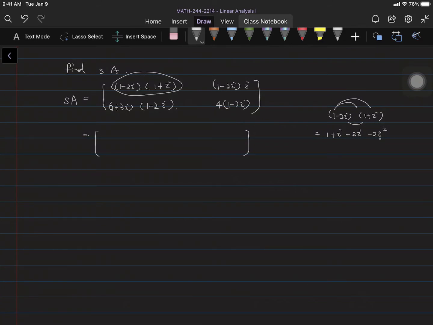Next step, we just need to simplify. So i squared is negative 1. Here we combine those two: 1 minus i minus 2 times negative 1. So it should be 1 minus i plus 2. So it should be 3 minus i. So the first element is 3 minus i. The second one should be i minus 2i squared, so i plus 2. So it should be 2 plus i.